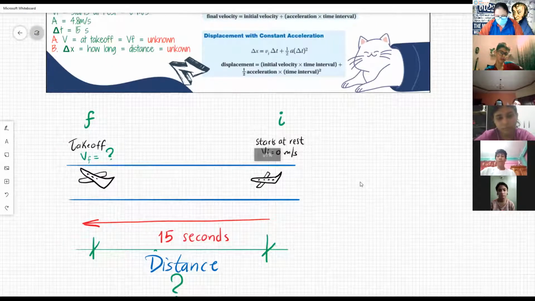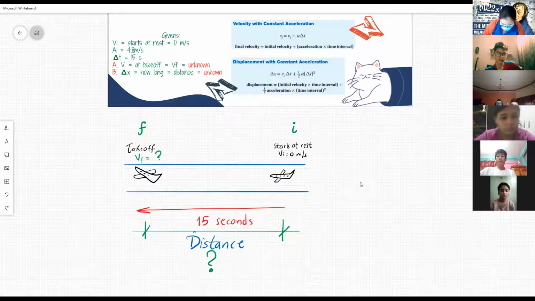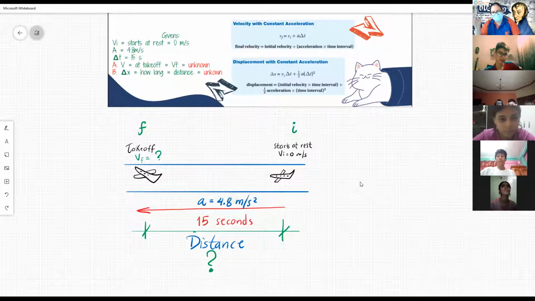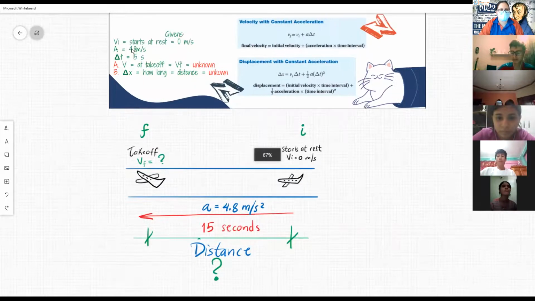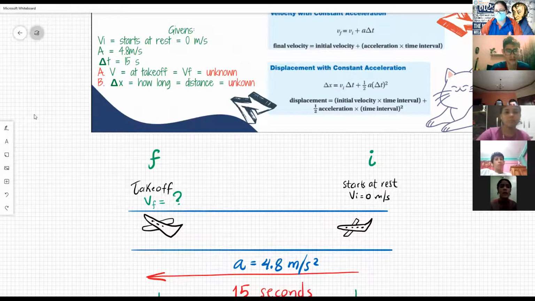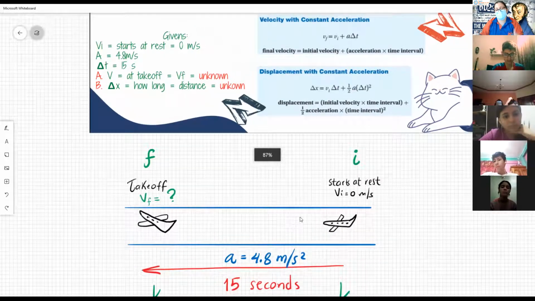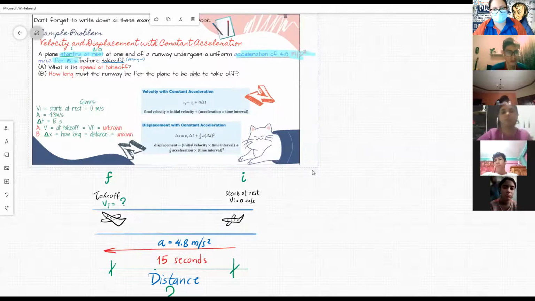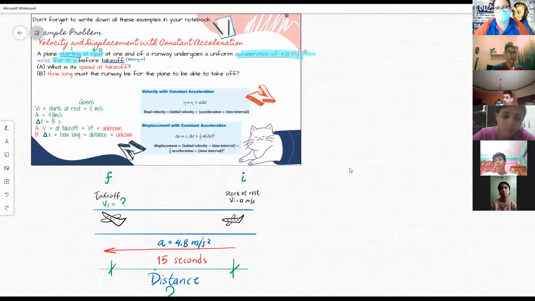So this is my sketch. What else do I know? I know that during the 15 seconds, the plane traveled with a constant acceleration of 4.8 meters over second square. So maybe this idea of writing the data in the sketch is going to help me. Now you can write the data organized like I did right here, okay? It's okay to do it in any way, but it's good that you have the data organized, and more importantly, that it is correct. So let's see. I have the two equations right there, velocity with constant acceleration and displacement with constant acceleration. So I'm going to work right here. Solution process.